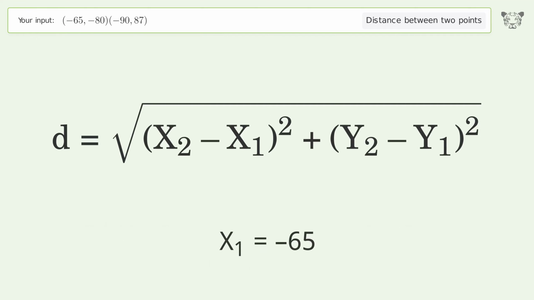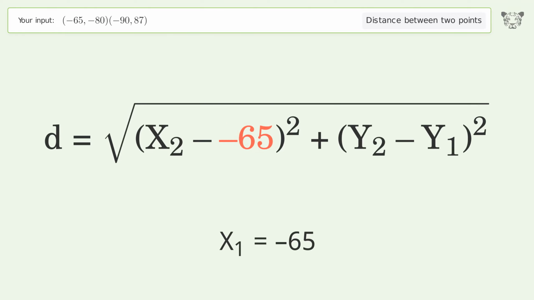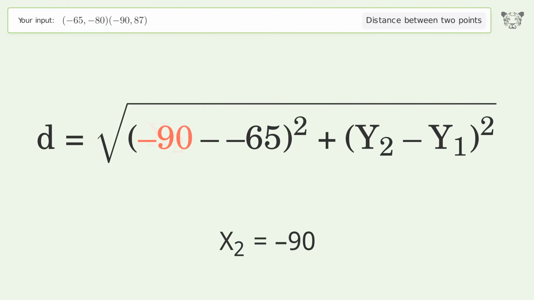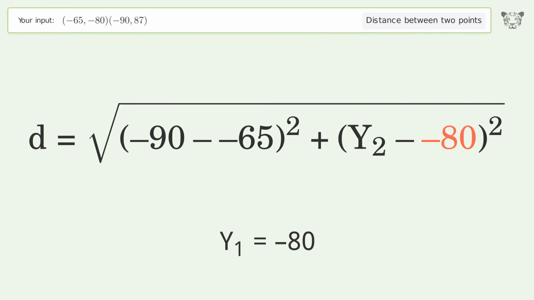x1 equals -65. x2 equals -90. y1 equals -80. y2 equals 87.